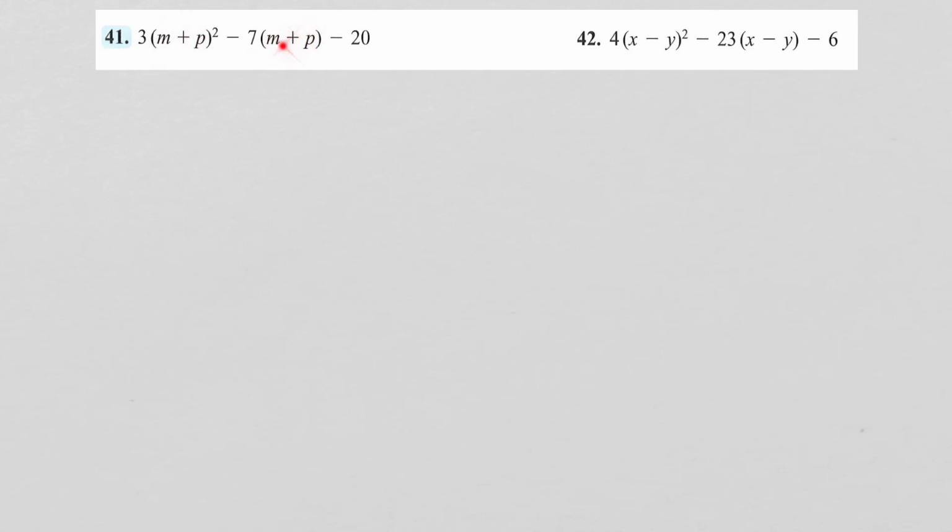Okay, here's our recurring element. So I'm going to start by saying x is equal to m plus p. And then I've got 3x squared minus 7x minus 20. I'll start by sliding that over and give me negative 60. That means that one's positive and one's negative. I'm trying to subtract a negative 7. So let's see, 12 and 5. 12 and 5 multiply to negative 60, and they add up to negative 7.